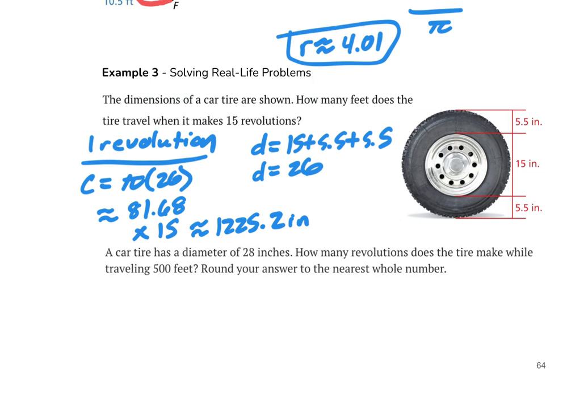Okay, now here's the other part that's a little bit tricky. The question says, how many feet does the tire travel? It doesn't travel 1,225 feet. It travels 1,225 inches. So how would I figure out how many feet it traveled? How many inches are there in a foot? 12. So I would take this number and divide it by 12. Okay. So about 102 feet. Big difference between those two answers because one's in inches and one's in feet.